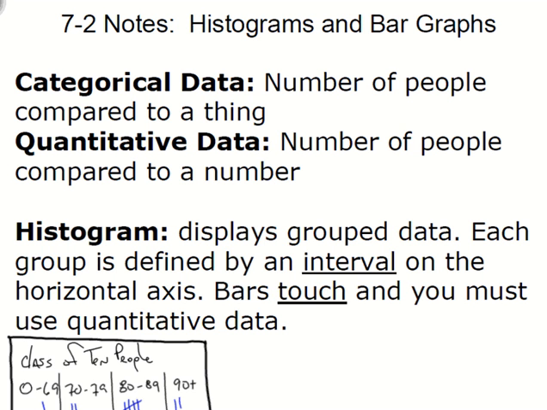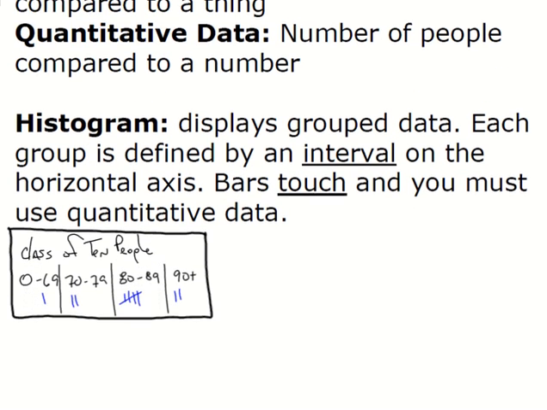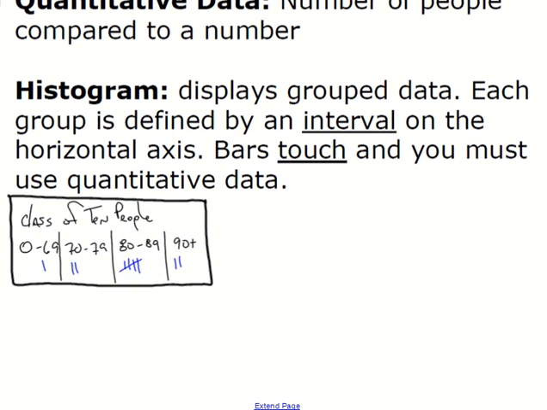Each group is defined by an interval on the horizontal axis, and the bars touch and must use quantities of the data. They're going to be continuous sets of information. Here we've conducted a survey of people's grades, a class of 10 people, and the grades from 0 to 69. Then we have 70 to 79, 80 to 89, and then 90 plus. We can create a histogram from this.